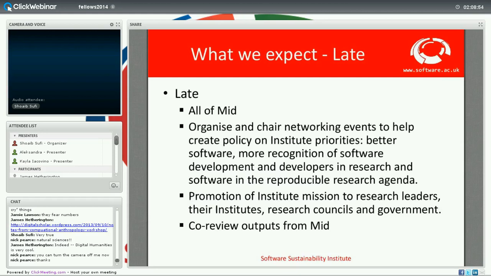What we expect from later career is really more senior policy level work and promotion of the Institute and its mission to other research leaders, and perhaps co-review of some of the outputs from others. Like I said, we didn't have any really senior researchers this year, but if there are any listening, we would very much like to involve you in the policy side of things, and also the things before this, mid-career and early career, if you're interested.